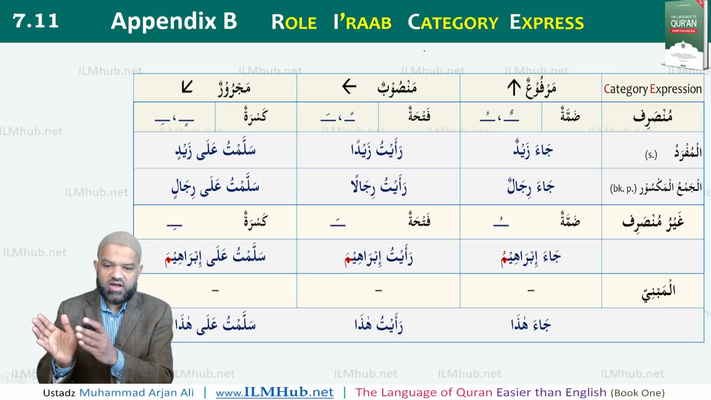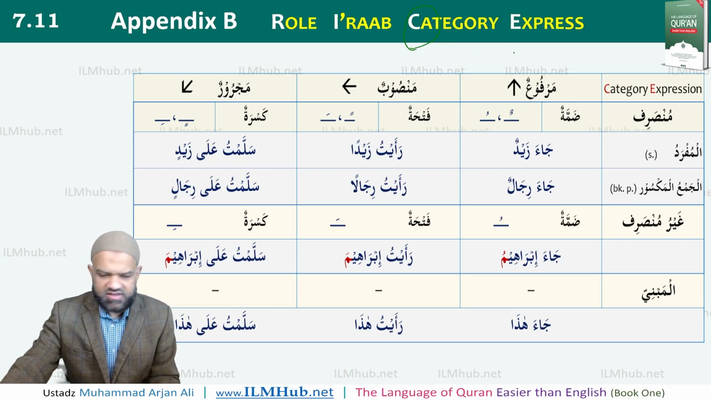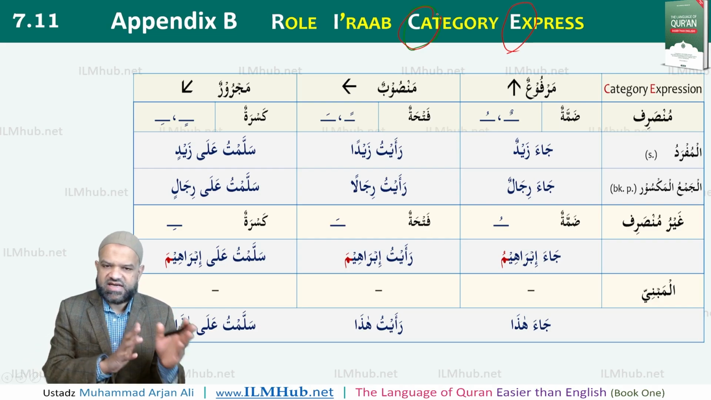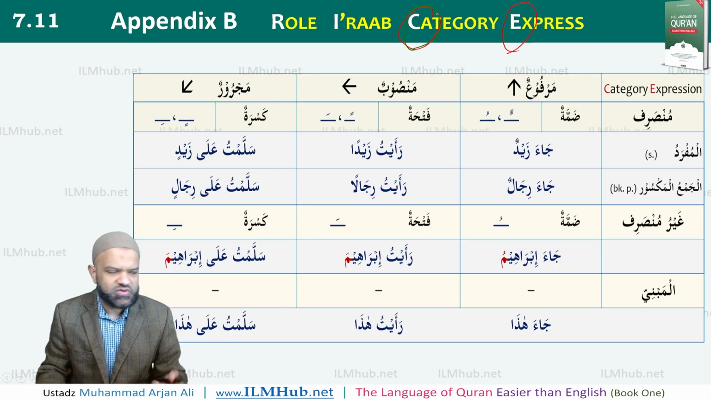So we looked at role and I'raab. Now we're going to look at category and expression. We have the categories here, and we have the expression. The way they express their I'raab is linked to the category. We mentioned that. Again, let's quickly take an overview here. The purpose is not to go into any detail.